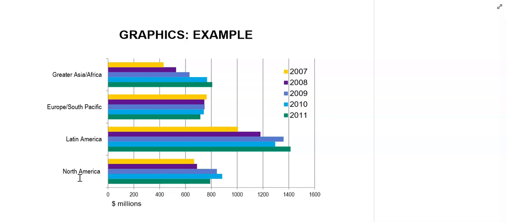The biggest change in operating profit margin has also been noted for Latin America, that is from around 1 billion in 2007 to more than 1.4 billion in 2011. It is also noted from this bar chart that Europe and South Pacific have shown a decline in profitability from 2007 to 2011, though the decline is relatively small. In percentage terms, Greater Asia and Africa show the highest increase comparing 2007 and 2011 profitability. Relatively, the profitability in dollars has nearly doubled in the 5 years time.